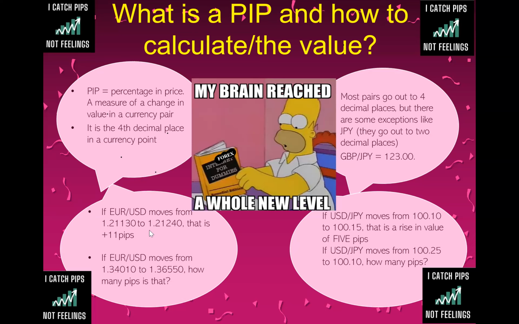So I hope that's clear. I hope that makes sense, because I'm about to ask you to do this calculation yourself. So if Euro USD moves from 1.34010 to 1.36550, how many pips is that? Anybody can answer.